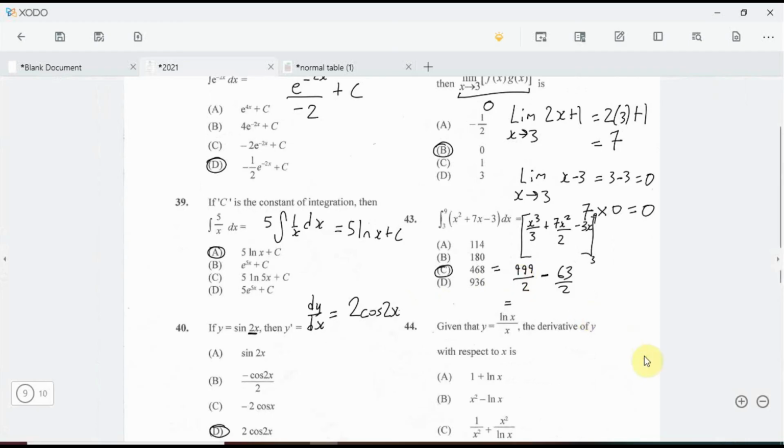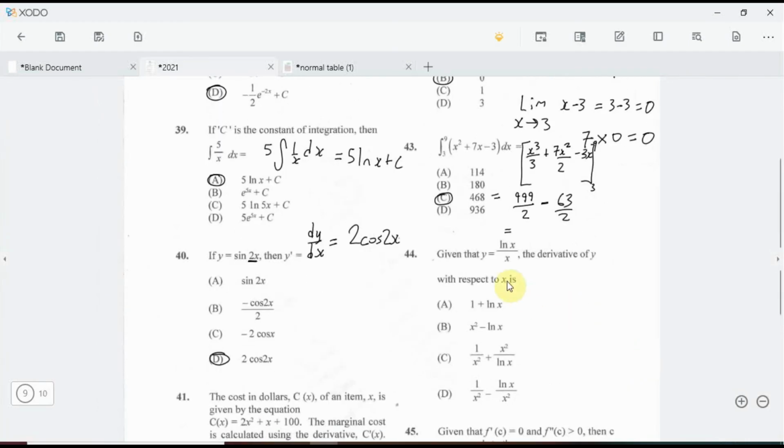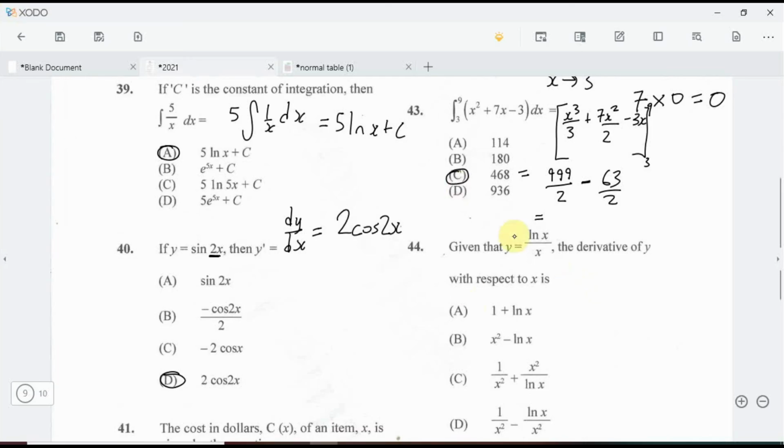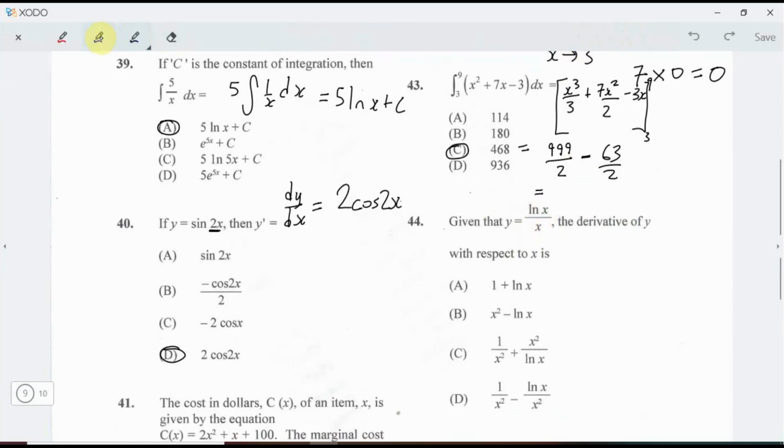Question 44, it says, if y equals ln x over x, then the derivative with respect to x is, so now we need to differentiate this. To differentiate this, we're going to use the quotient rule. Quotient rule is this: y equals top over bottom, then dy by dx is equal to, you start with the bottom times the derivative of the top, minus the top times the derivative of the bottom, over the bottom squared. So you start with the bottom and you end with the bottom squared.